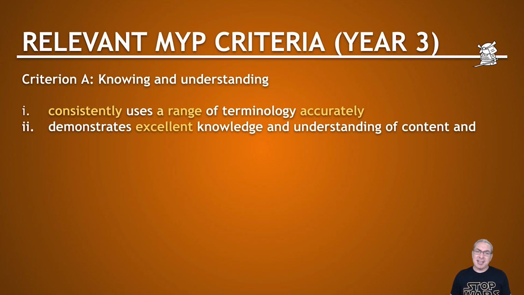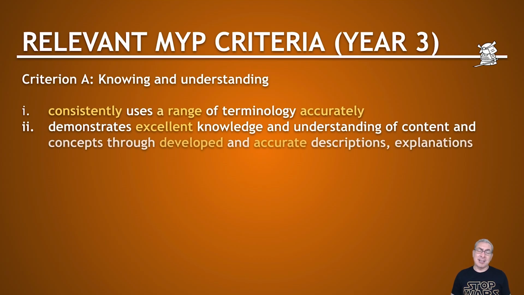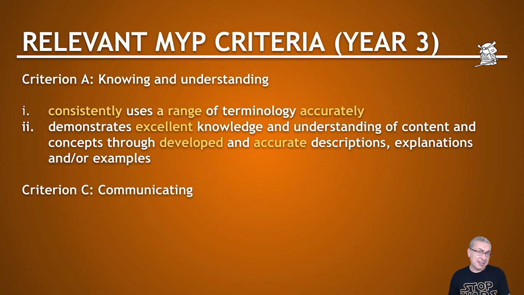The next one: demonstrates excellent knowledge and understanding of content and concepts through developed and accurate descriptions, explanations, and/or examples. Well, what does that mean? Basically, it means you show you have an excellent understanding of the topic as well as the concepts in it, and you're doing that through good, well-developed, and obviously accurate factual descriptions, explanations, and examples. PEEL helps you do this because you have to identify the point you're making, your evidence, and then your examples and explanations. So if you can do that well, then you've got this one. So criterion C, communicating, I think this one's obvious too.